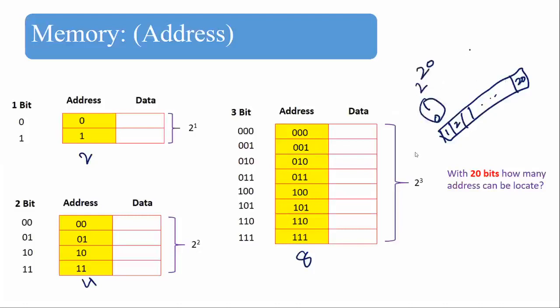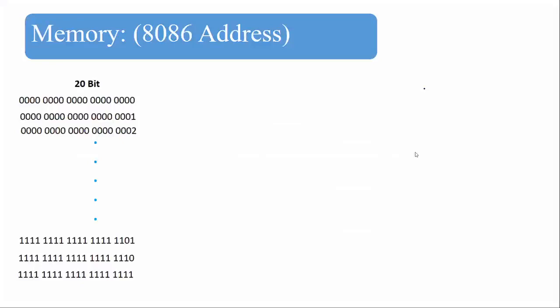Yes, basically the address bus of 8086 is of 20 bits. So how many addresses are possible in 8086? That is 2 to the power 20. Is it clear? Yes, sir. Okay. Is it clear up to this? Yes, sir. So in 8086, the addresses are in total 2 to the power 20.